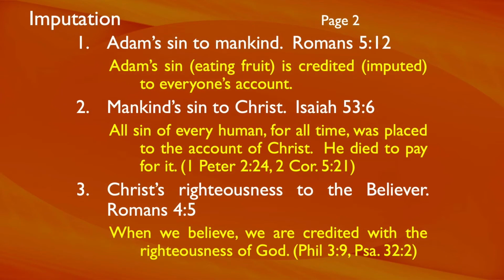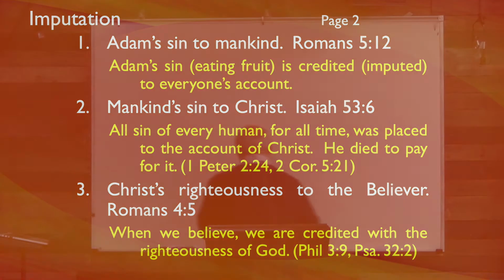This is Adam's sin credited to mankind. Romans 5:12. If you're in Romans 4, just flip a page or two. Mine's just one page. I want you to see Romans chapter 5, verse 12. It says, therefore, just as through one man sin entered the world, and death through sin, so death spread to all men, because all sinned. How did everybody sin? Because Adam sinned.